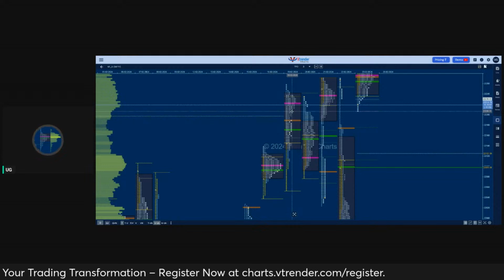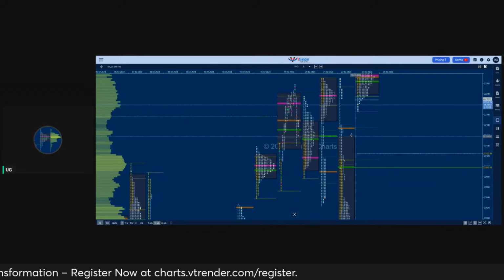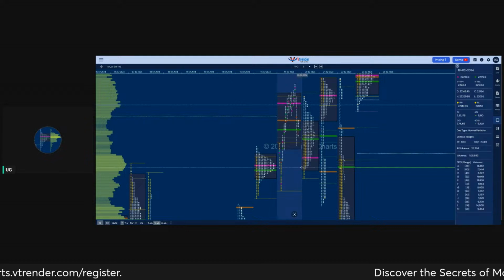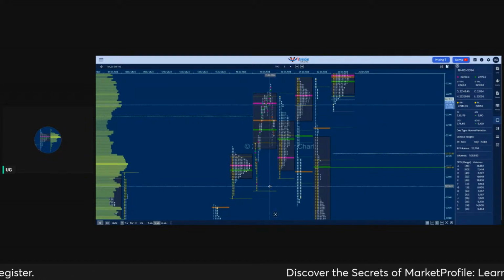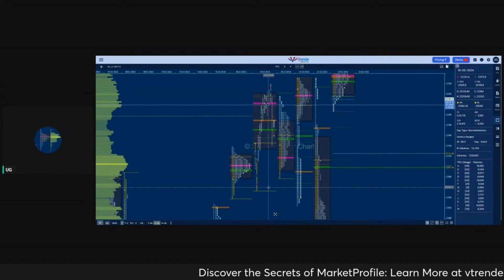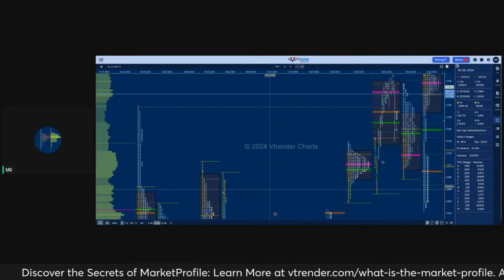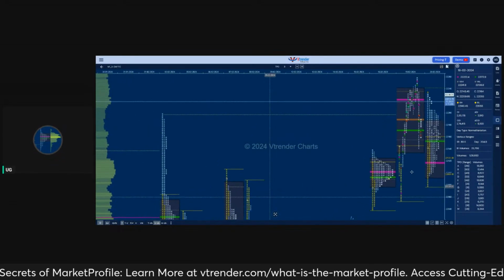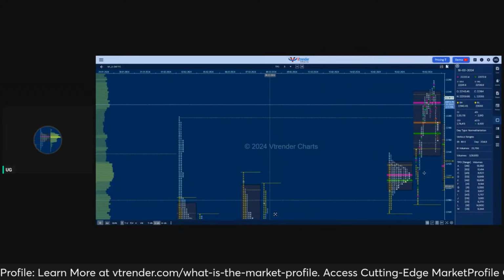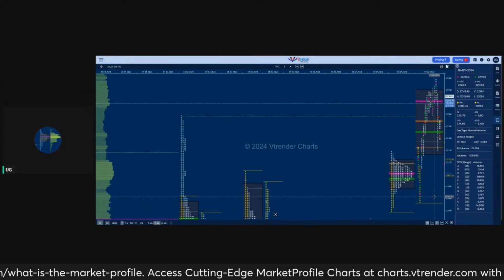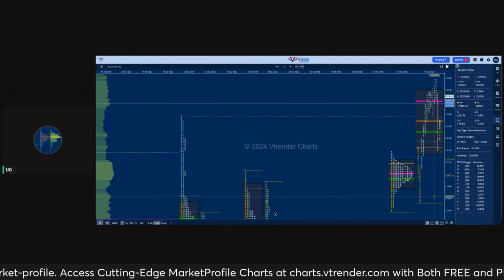So I'll start with the 19th and see how the market profile chart was guiding us. We'll take just the 19th profile so that we can take it day by day and then see what were the trades we could do on this day.